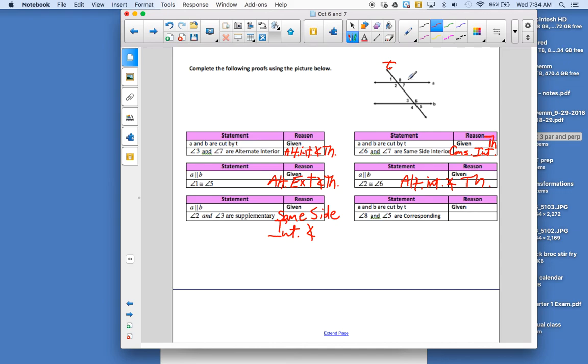And the last one, A and B are cut by T. 8 and 5 are corresponding. 8 and 5 are corresponding. Let's see, that's corresponding angles and then linear pair. We can call that same side exterior angles.